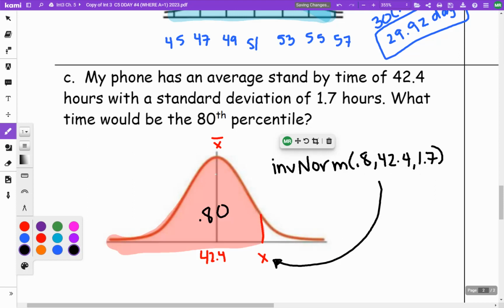So I'm going to put in my calculator, inverse norm, 0.8, 42.4, 1.7. And I ended up getting 43.89 hours as my answer. And that is more than 42.4.